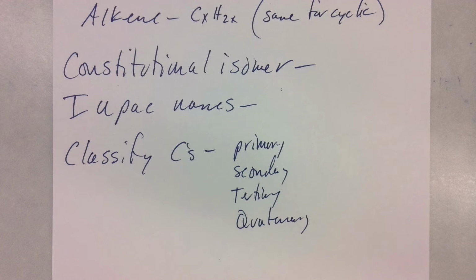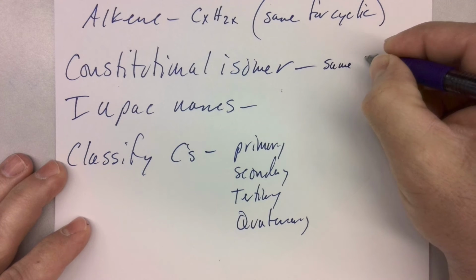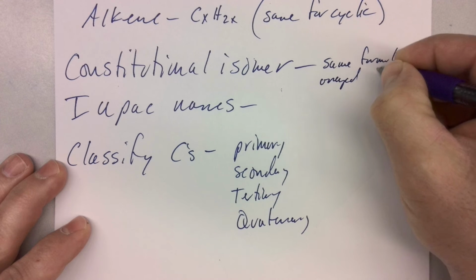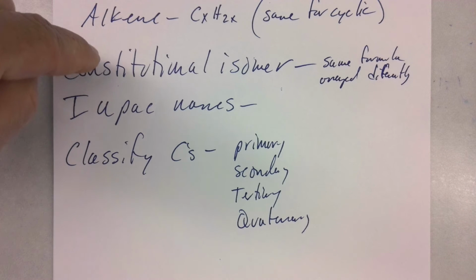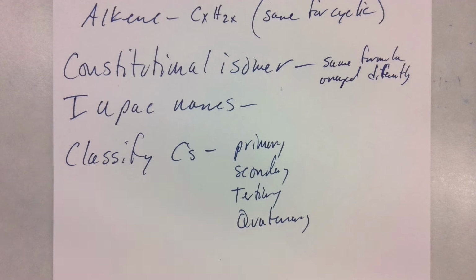And then who remembers what a constitutional isomer was? Works the same, like, compounds, but they're arranged differently. Yep. Same formula, arranged differently. Now, they ask you this question like 7 different ways, people.